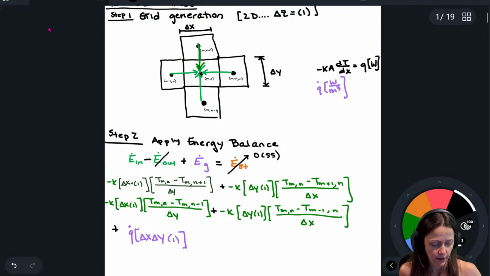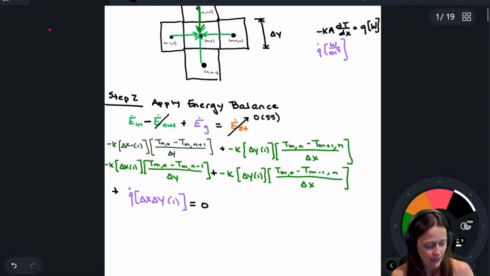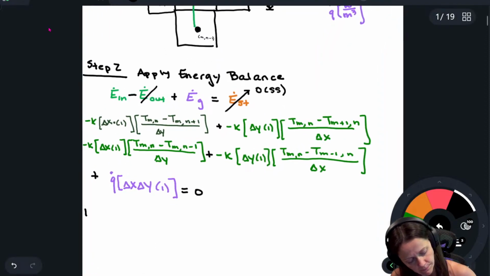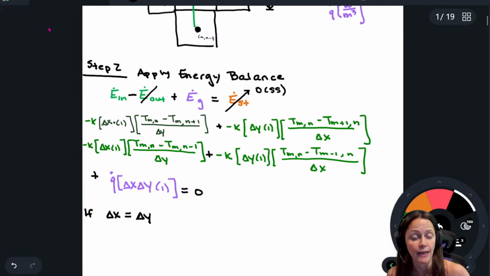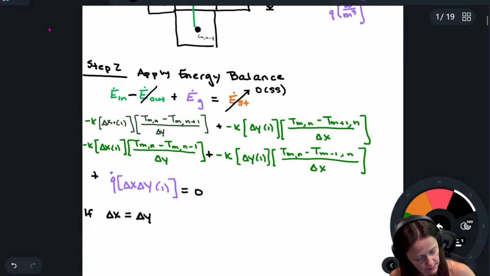Perfect. All right, and then that's all equal to 0. So it's kind of ugly, isn't it? And if our delta x and our delta y, if that node spacing is equal to one another, our math gets a little bit easier. And what it's going to boil down to is this.